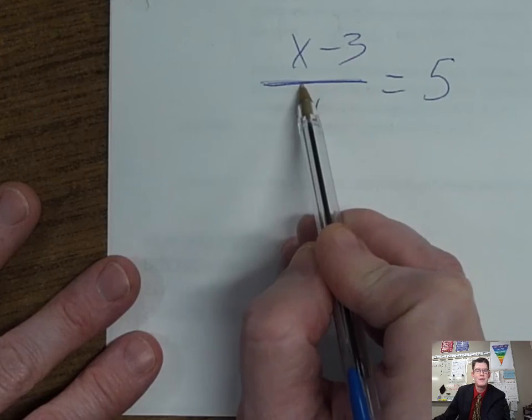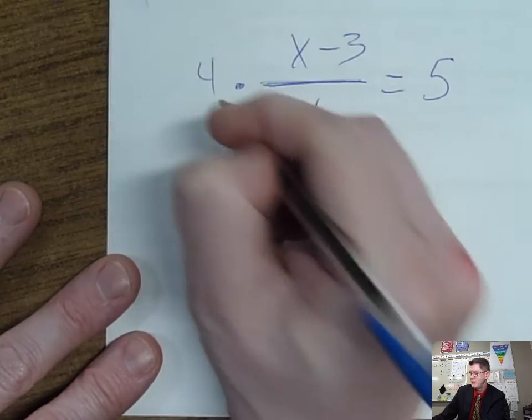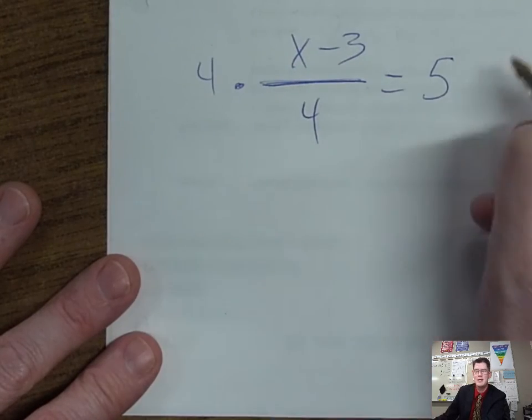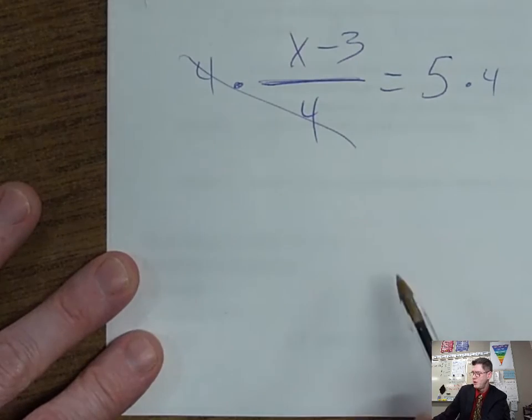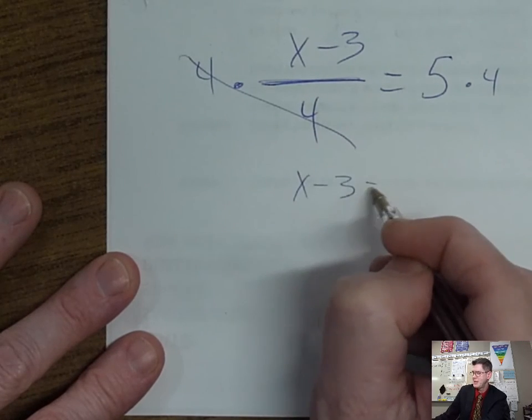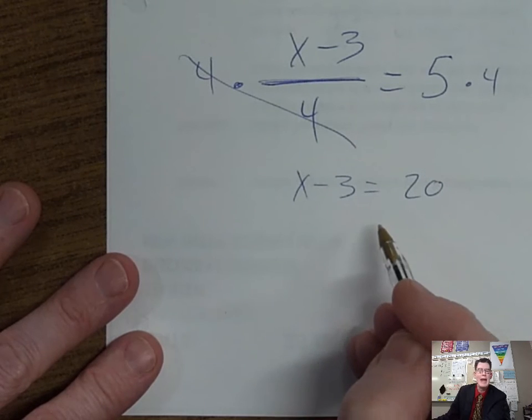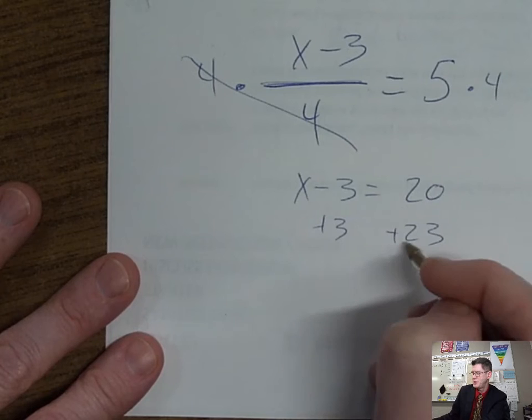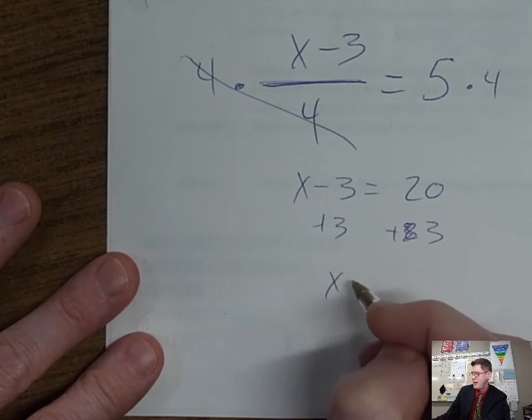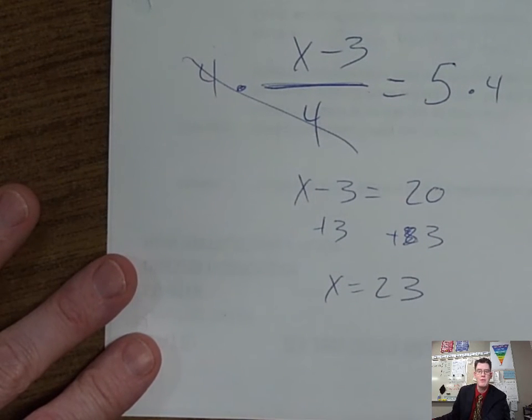But first we have to undo this divide to get it off of the entire side of the equation. So we multiply both sides by 4. Those go to 1. X minus 3 is 20. Now it's a one-step equation from before. Add 3 to both sides. Whoa. And x equals 23.